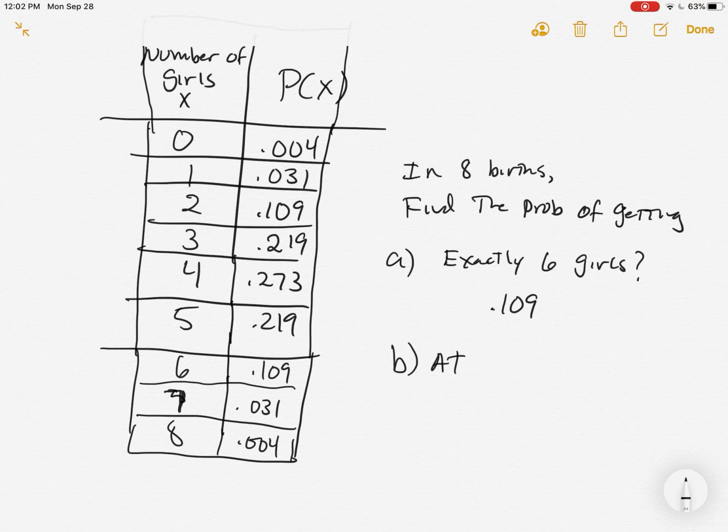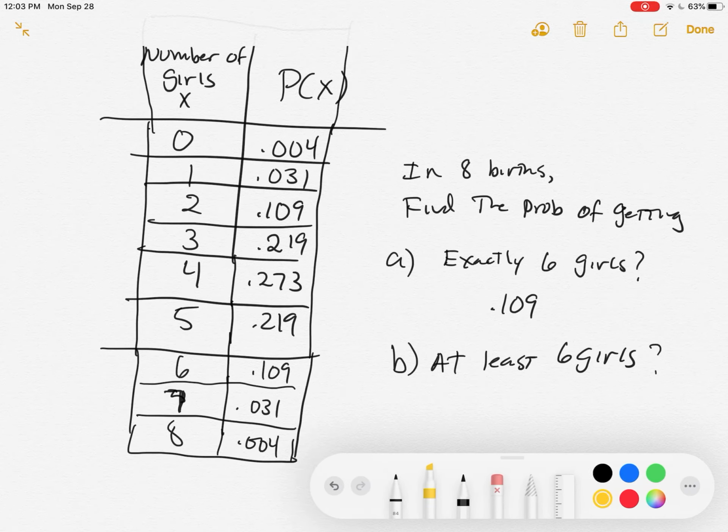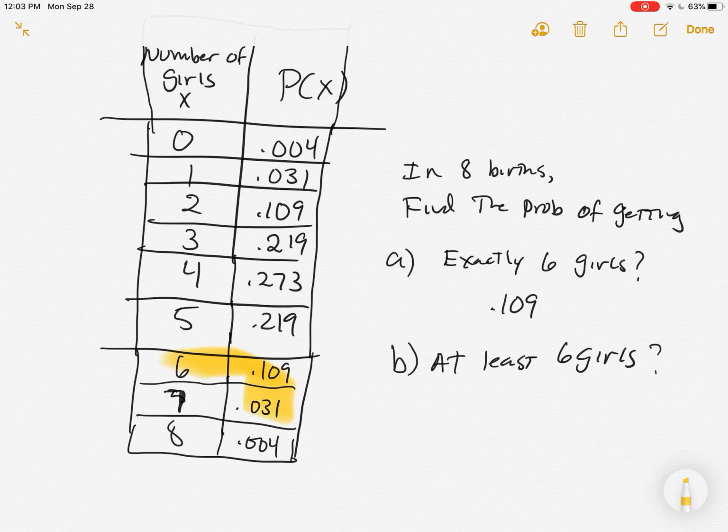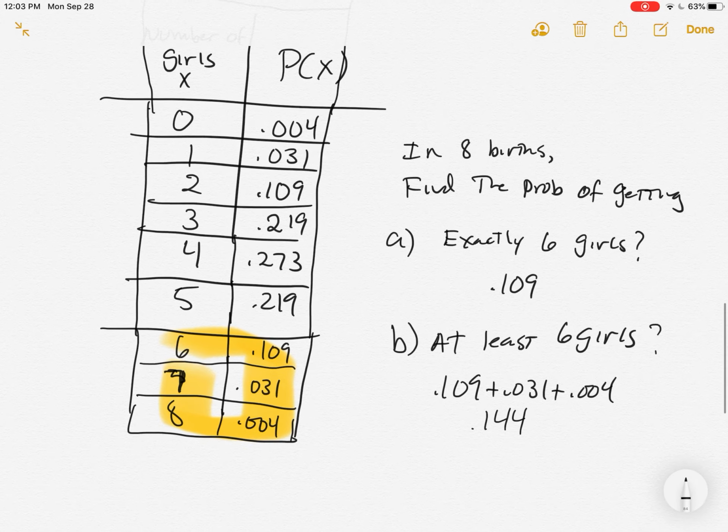At least 6 girls. So if you're going to have at least 6 girls, well, that's 6 girls or 7 girls or 8 girls. So what's that going to be? That's going to be 0.109 plus 0.031 plus 0.004. And it's that nice. And they're going to try to get you used to some language that they're going to be using when we step into 5.2. And so notice what we had to do. We had to take each one of those individual probabilities and add them up to 0.144.